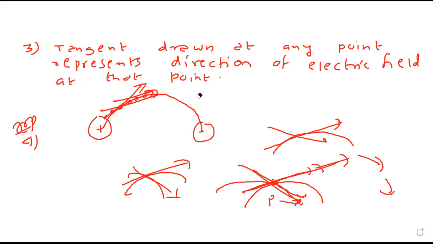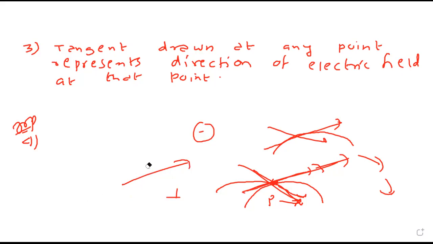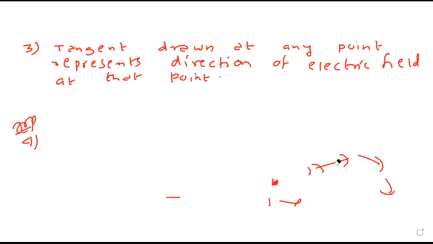Is it possible that a point charge is traveling in two directions? Charge follows only one direction. That's not possible, right? It's not possible. That's what I'm saying.